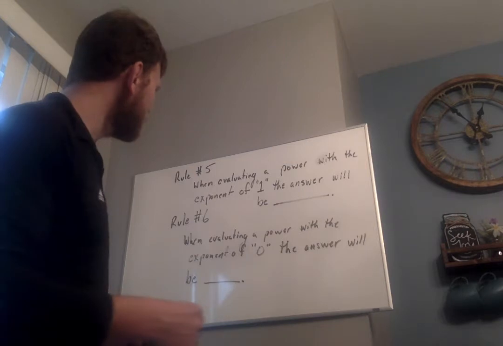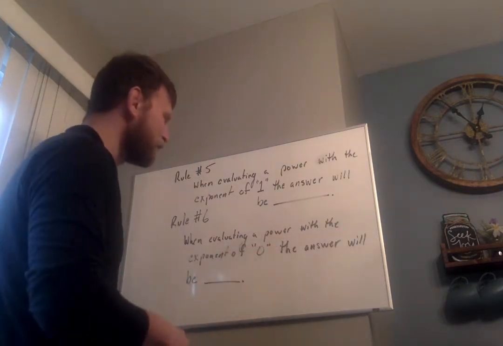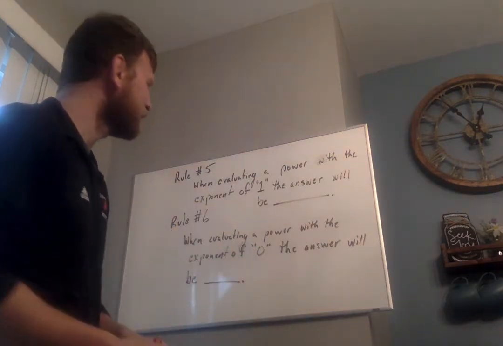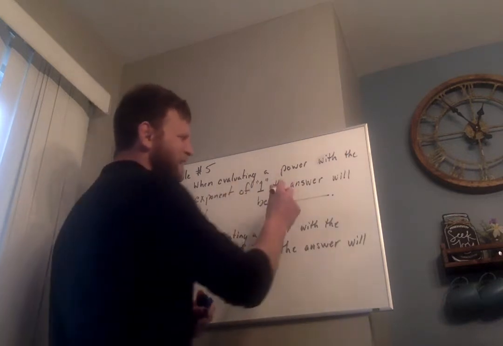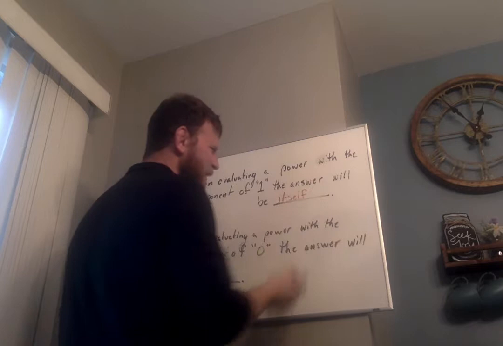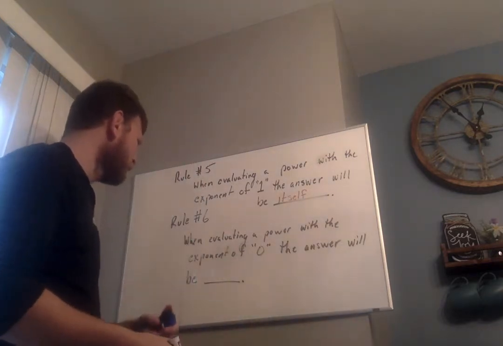So what we got here is rule number 5. I don't really like these rules. I like rule number 6. Makes my life easy. Rule number 5, and it's just not my thing. Okay, when evaluating a power with the exponent of 1, the answer will be itself. Don't like it. Not a very good rule. Okay? But rule number 6, it's great.